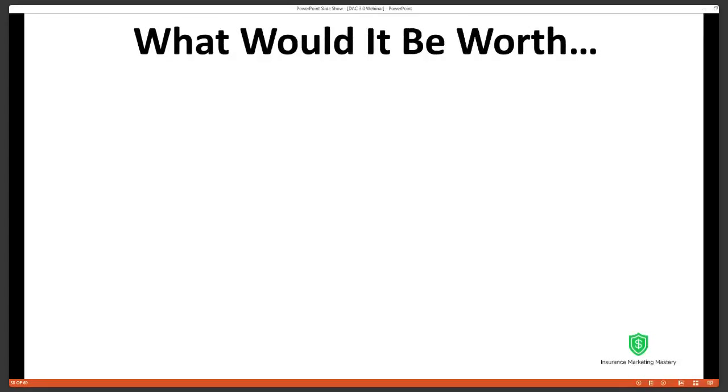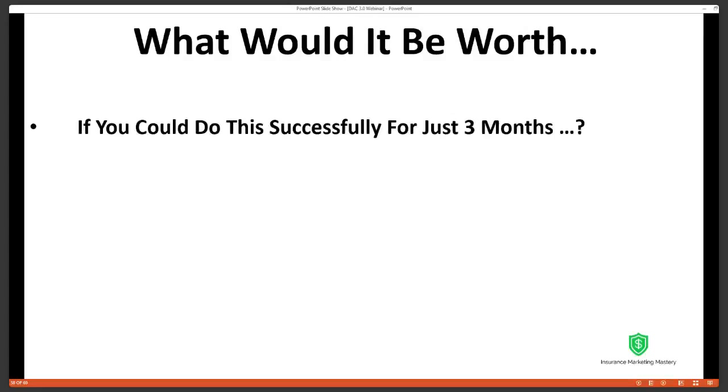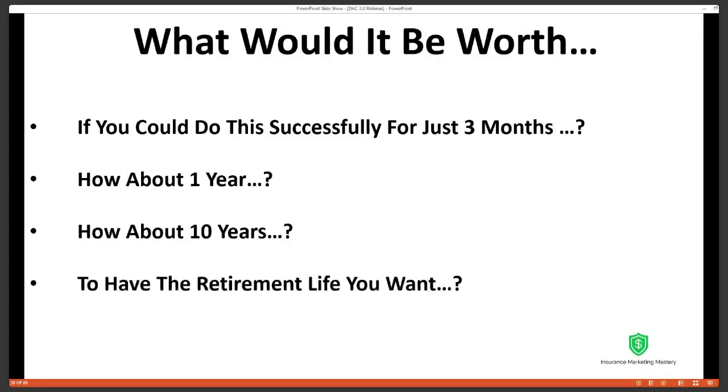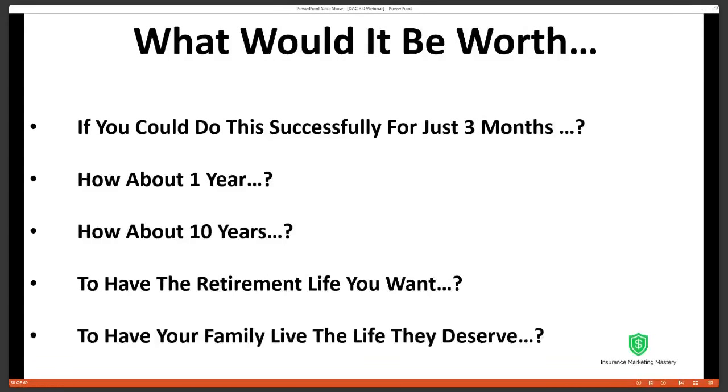Think about what it would be worth, right? If we could implement this in your agency. What would it be worth if you could do this just for 3 months, right? Just 3 months of these automated processes. What if you could keep it going for a year, right? What about 10 years? Maybe you're out of the business, but you can now have the retirement life you wanted. You're not really struggling anymore. Get your head above water. All right. And then finally, whether it's your family, your friends, your own life, that you deserve.